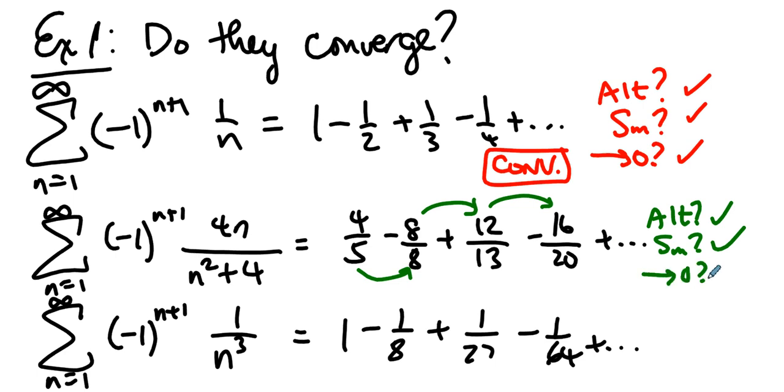Do those terms get closer to 0? What happens to this as n gets large? Bigger power in the denominator? Yes. And so this series converges.